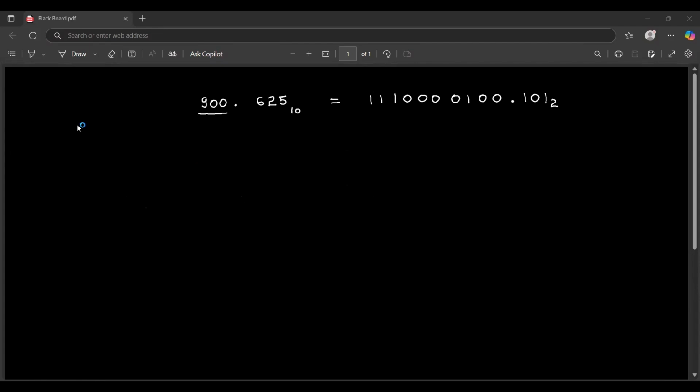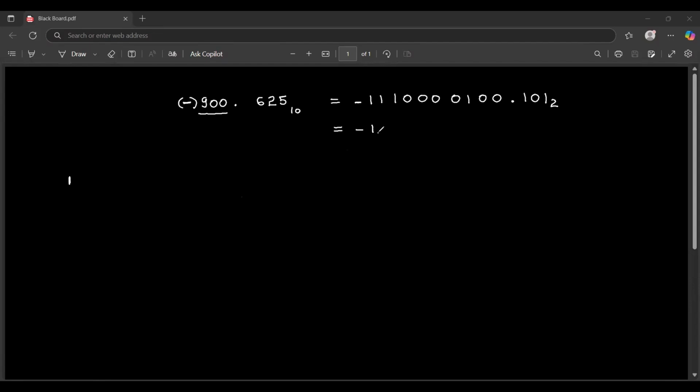So what is the sign here? Let's say this is a negative number. If it's a negative number, we can clearly see we have to put 1 as the sign bit. Then we have to find the power, the exponent. So let's write it down in the standard format.